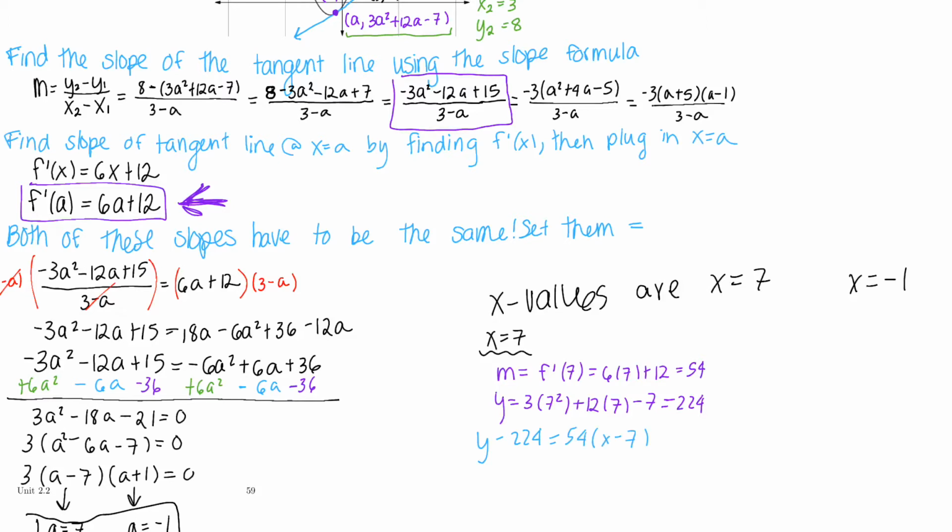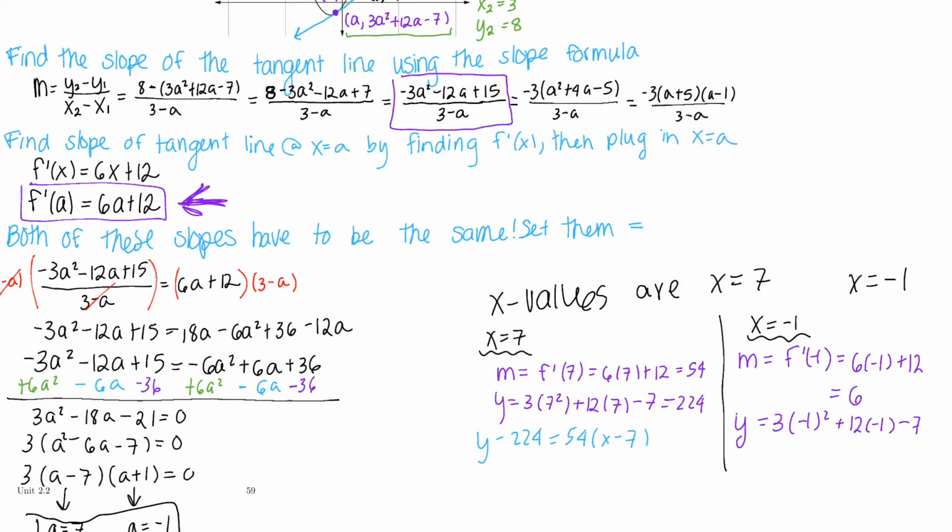And then you could FOIL it out, whatever. I'm going to go a little bit quickly here because I want to get through this. And then for the other one, x equals negative 1, finding that slope. The thing is, it can be different. So f prime of -1 equals 6 times -1 plus 12. So -6 plus 12 is 6. For the y value, plugging back into the original function, 3 times -1 squared plus 12 times -1 minus 7. So we have 3 minus 12 is -9, minus 7 is -16.